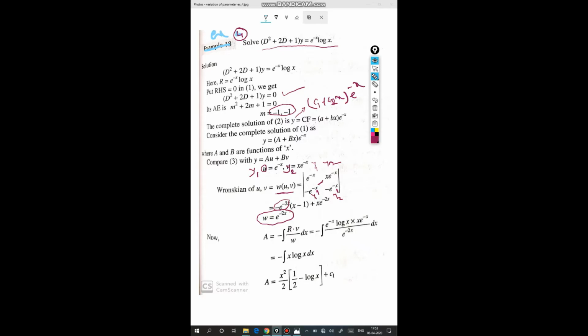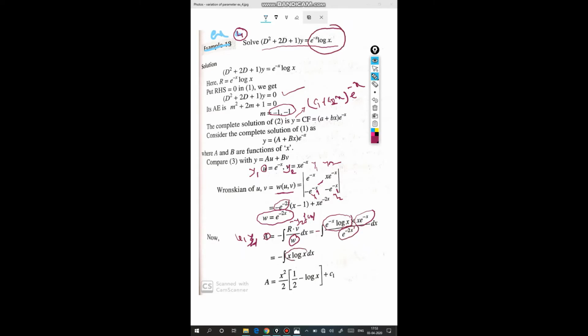Then you have, sorry, not y1, this is the u1. u1 is equal to the integration of minus y2 f(x) upon W. So this minus y2, y2 is obviously x e^(-x), this minus is outside, and f(x), that is the function on the RHS, which is e^(-x) into log x, upon the Wronskian W.